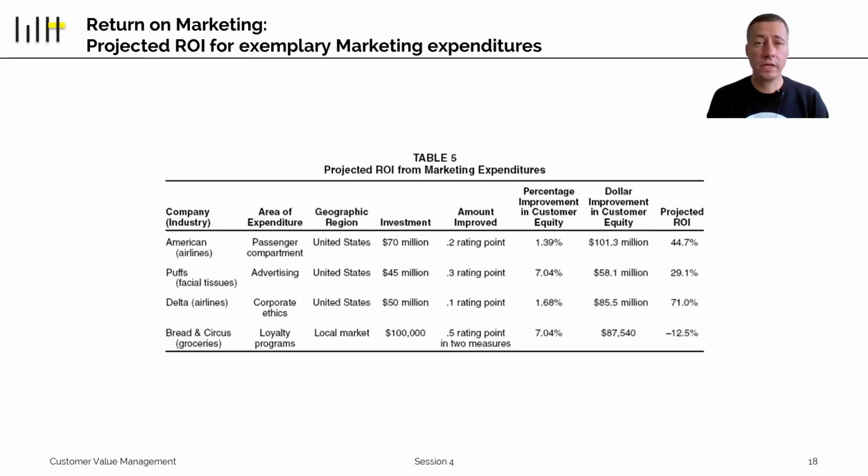You can do this in any industry for any type of marketing action. This is an example of an article that I attach as a reading in case you want to go into more detail. It has been used by airlines, a facial tissue company, a grocery store, assuming they want to improve the passenger compartment, advertising, a corporate ethics campaign. You have the investment, you have the change of improvement in one specific driver, or in the last case, even in 2 drivers. You have the percentage change that results from this from customer equity, the absolute change, and the projected ROI.